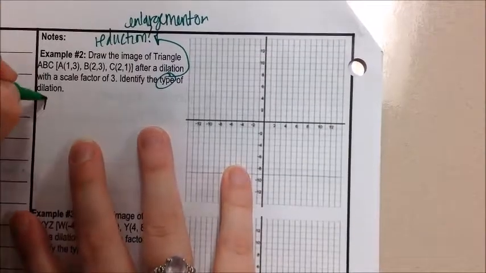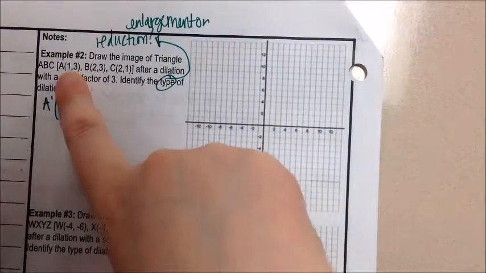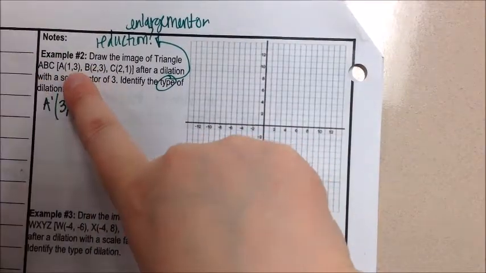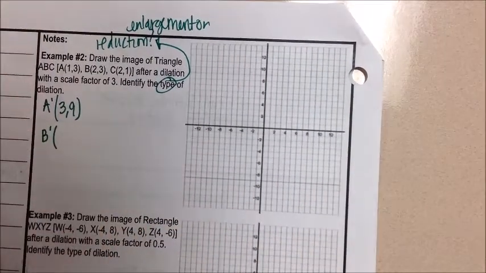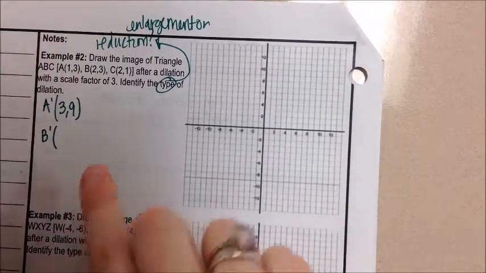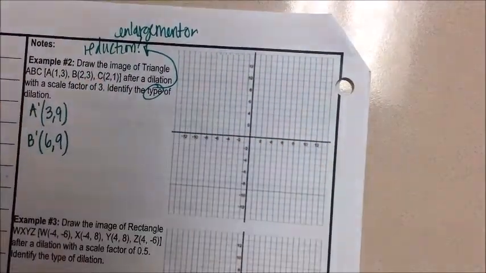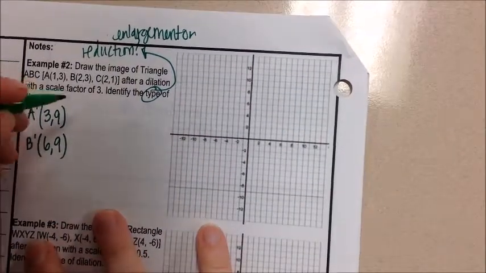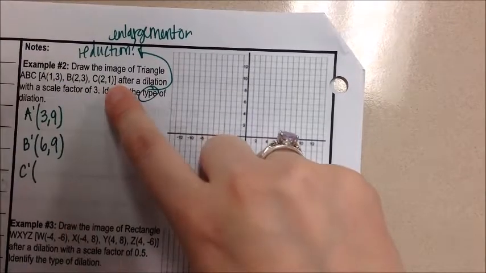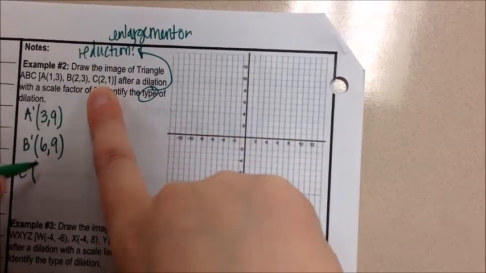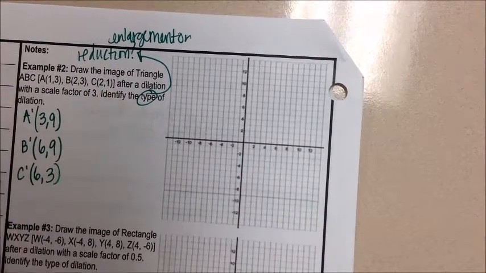Okay, so I have A prime, so I'm going to multiply everything by 3. So 1 times 3 is 3, and 3 times 3 is 9. So A prime is going to be at 3, 9. B prime, if I multiply those coordinates by 3, 2 times 3 is 6, and 3 times 3 is 9. And then C prime is 2, 1, so multiply by 3, so 2 times 3 is 6, and 1 times 3 is 3. So that's where my points are going to be.